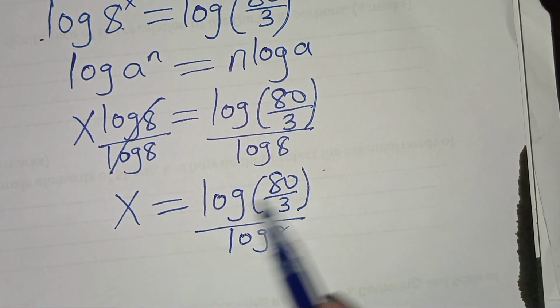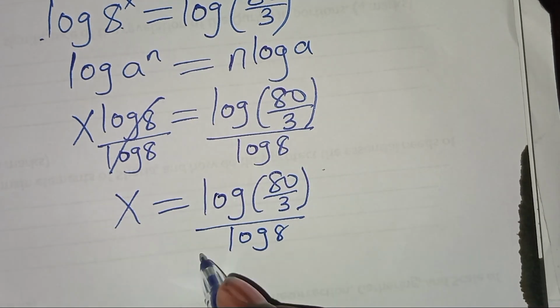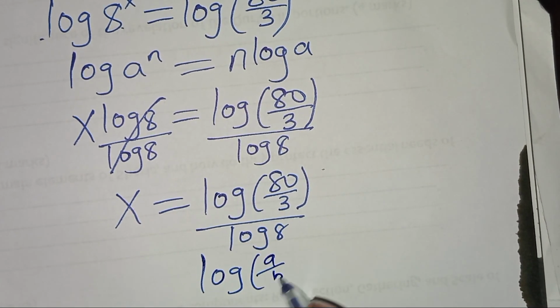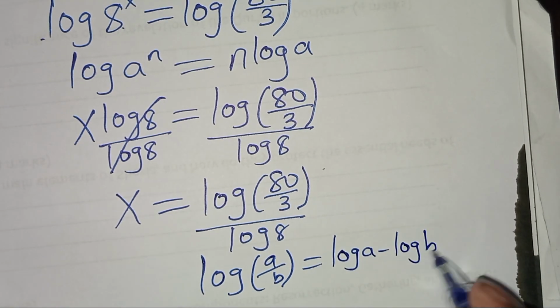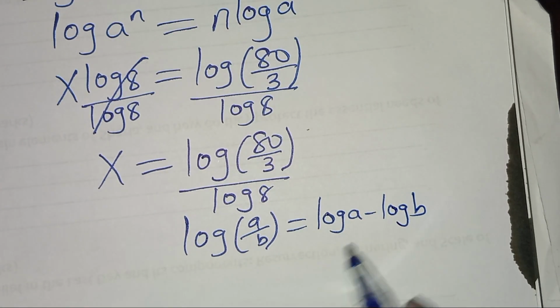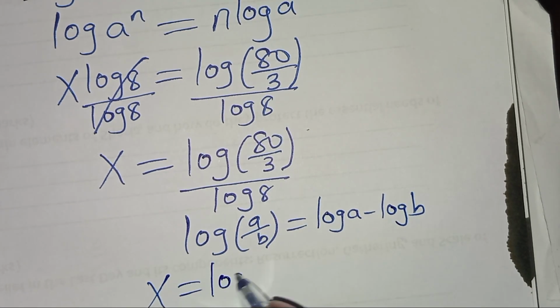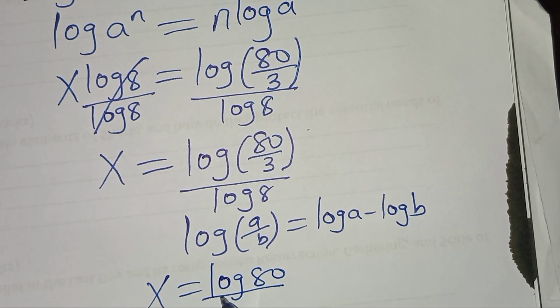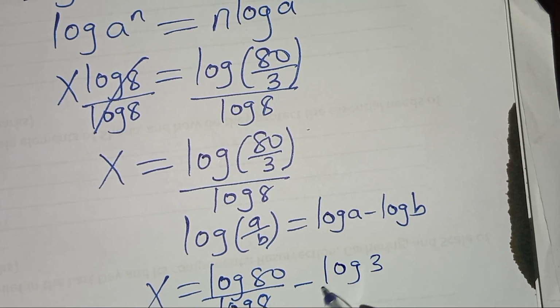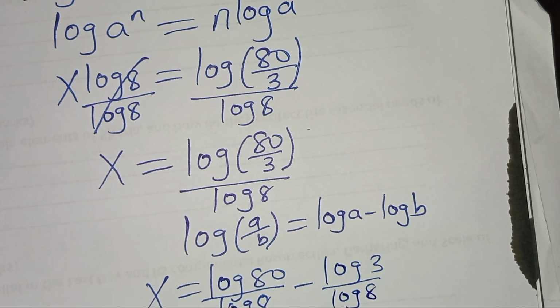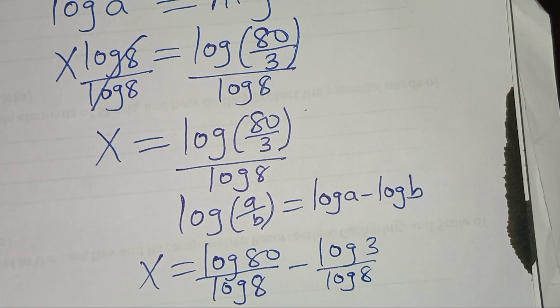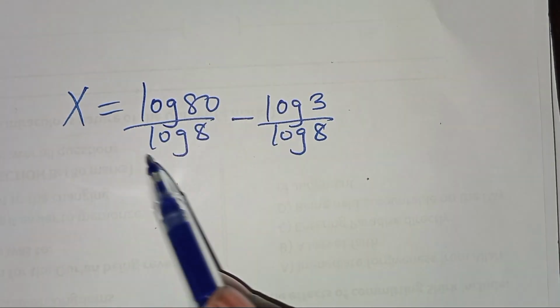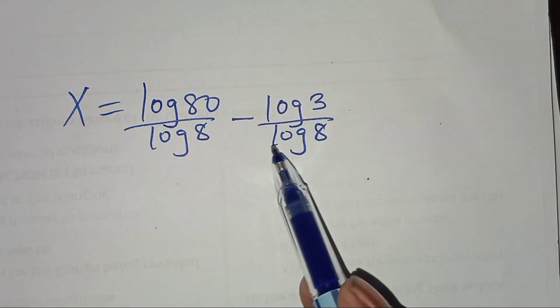Now you find that log 80 divided by 3 is in the form of log a divided by b, which you can express as log a subtract log b. Now applying this property, it follows that x is equal to log 80 divided by log 8 subtract log 3 divided by log 8. So let's proceed from here. Now we have x is equal to log 80 divided by log 8 subtract log 3 divided by log 8.